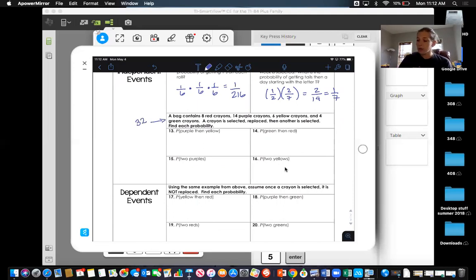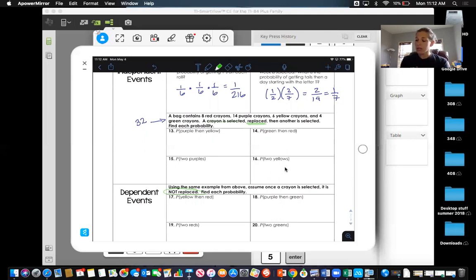So what I want you to pay attention to is a crayon is selected, then replaced, and then another is selected. Because your original crayon was put back in the bag, the first pick does not affect the second pick. If it was not replaced, which we're going to get into next, it will affect. So that changes it from being an independent event to a dependent event. So let me do one of each type.